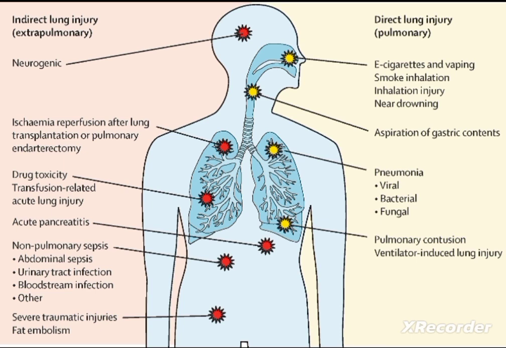So the indirect lung injury causes are neurogenic, ischemia, reperfusion after lung transplantation or pulmonary endarterectomy, and cardiogenic problems also cause indirect lung injury. Then drug toxicity, transfusion related acute lung injury, acute pancreatitis, non-pulmonary sepsis, abdominal sepsis, bloodstream infection, and severe traumatic injuries and fat embolism.